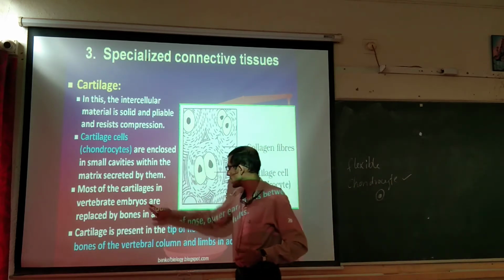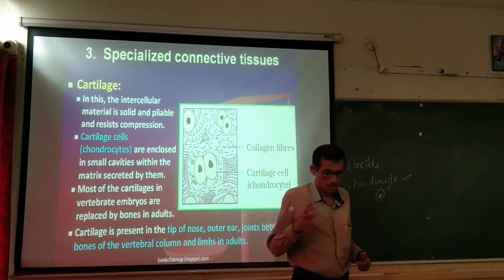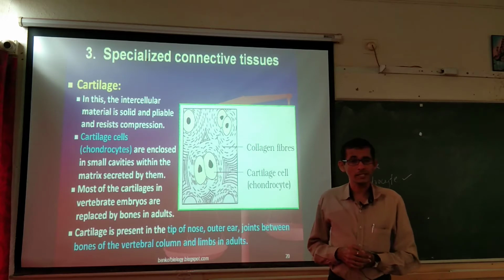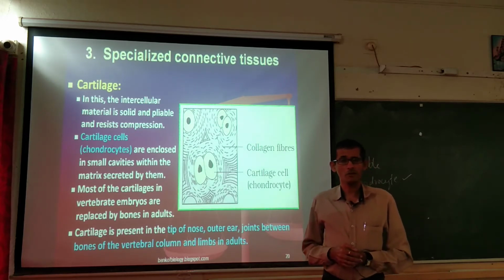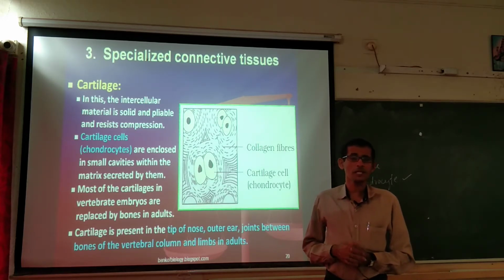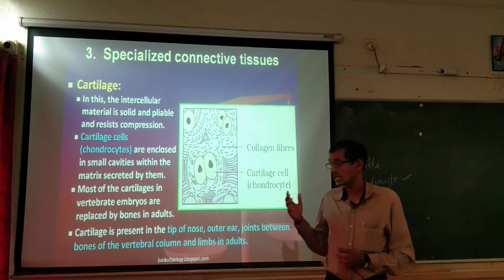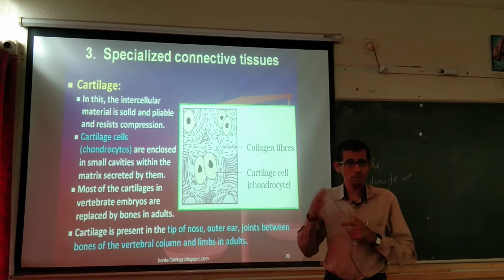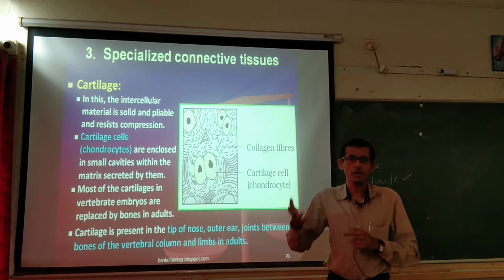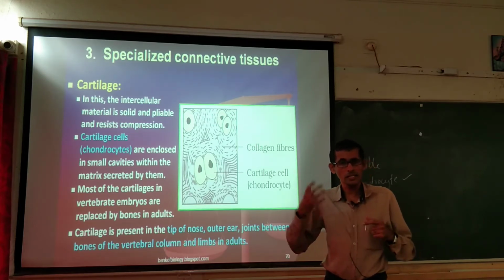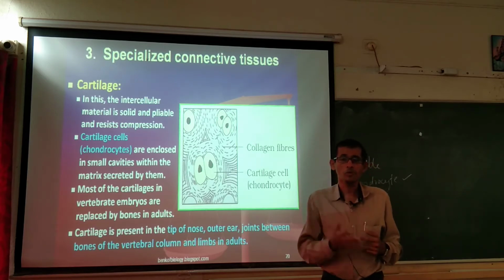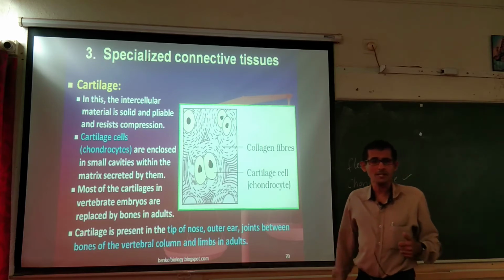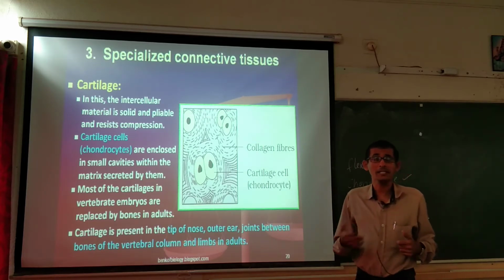So, when the embryo changes into the adult during the gestation or pregnancy period, the embryo is going to change into the adult human being. Adult means complete development of the fetus, the baby grows. Then the internal cartilage there gets replaced by bone in the majority of places. In some places that cartilage will remain as it is.